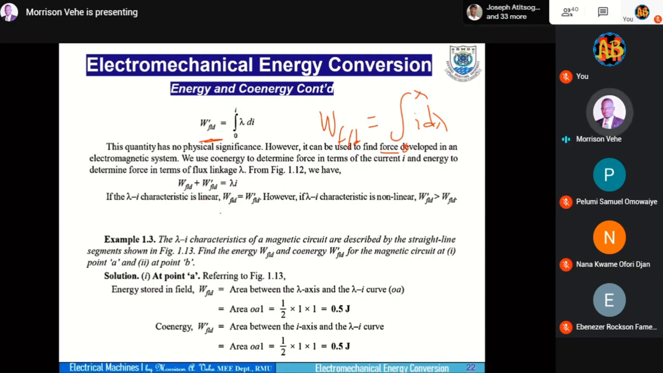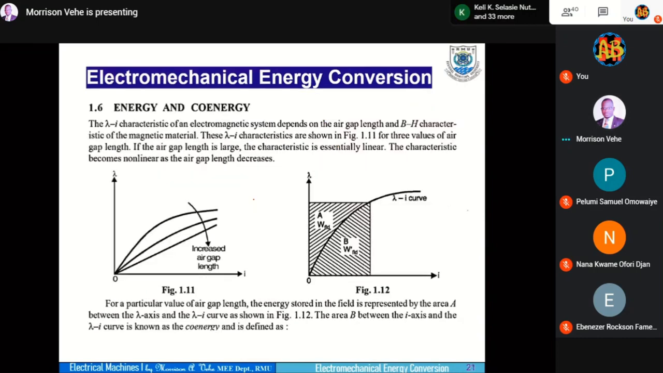If the lambda-i characteristic is linear, it will mean that our energy will be equal to the co-energy. That is if it is linear. For instance, if we come back to this figure, it is expected that the energy will be equal to the co-energy. So that is what we are talking about.